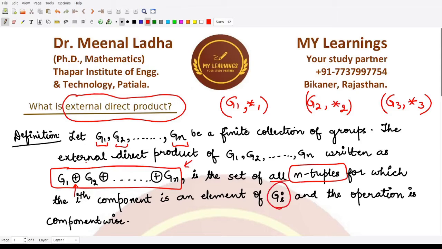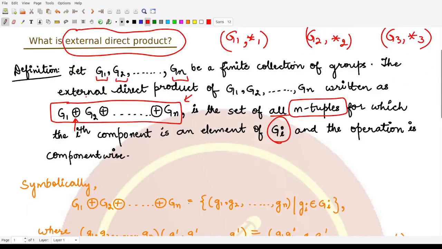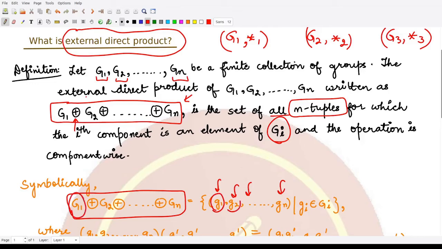And the operation here is component wise. How does this work? Symbolically, all the elements in this group would be of this kind: (g1, g2, g3, g4, up to gn), where small g1 is a member of the capital G1 group, small g2 is a member of the capital G2 group, small g3 is a member of the capital G3 group, and small gn is a member of the capital Gn group. So each gi is a member of the capital Gi group.